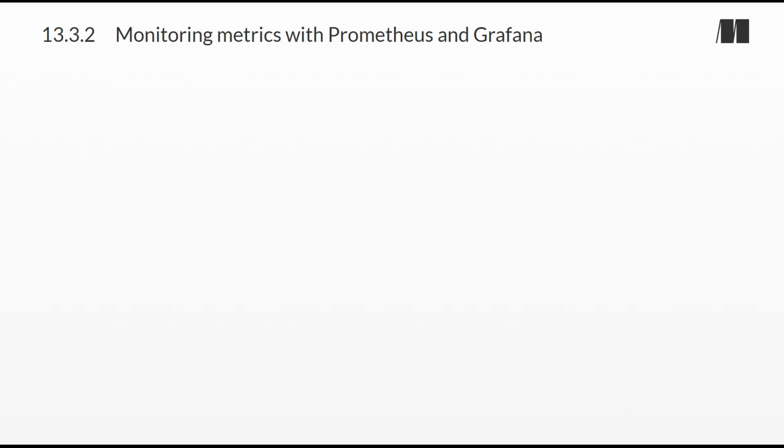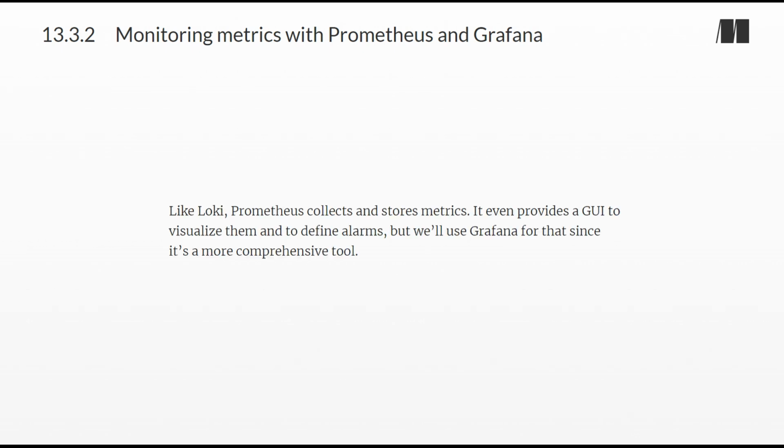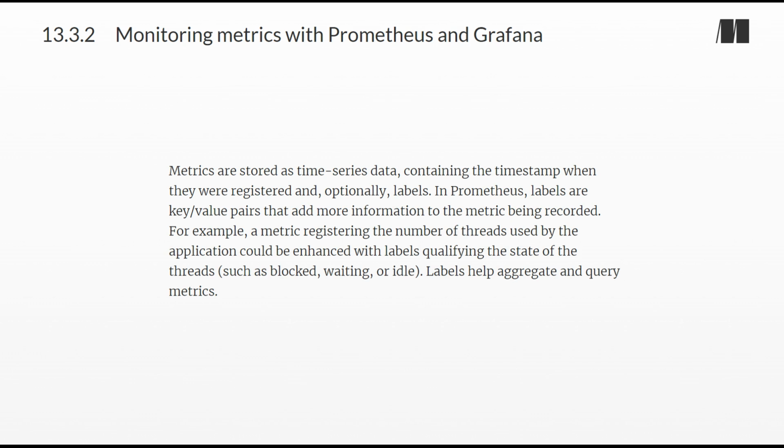Monitoring metrics with Prometheus and Grafana. Like Loki, Prometheus collects and stores metrics. It even provides a GUI to visualize them and to define alarms, but we'll use Grafana for that since it's a more comprehensive tool. Metrics are stored as time series data, containing the timestamp when they were registered and, optionally, labels. In Prometheus, labels are key value pairs that add more information to the metric being recorded.